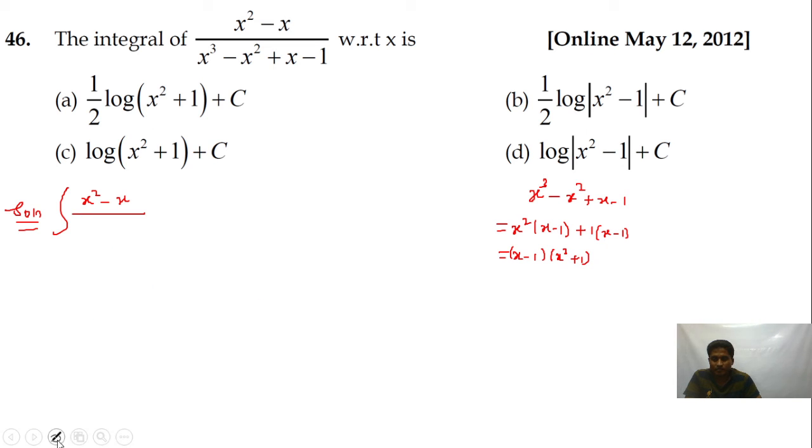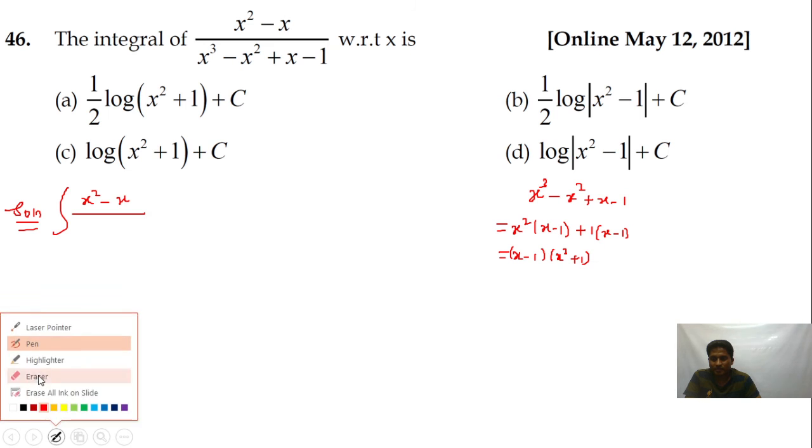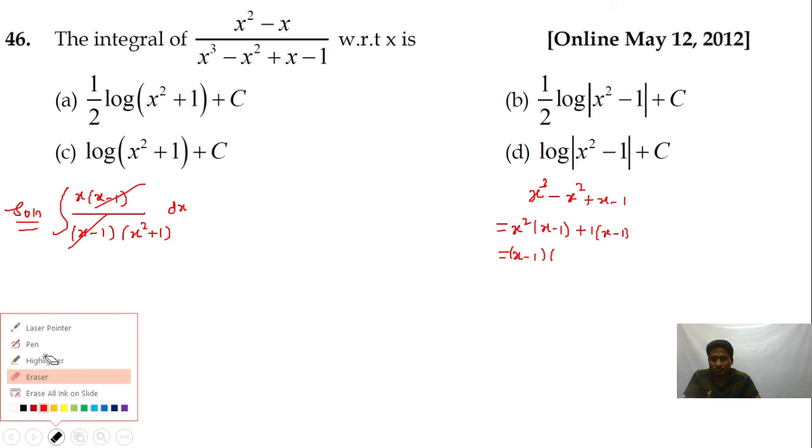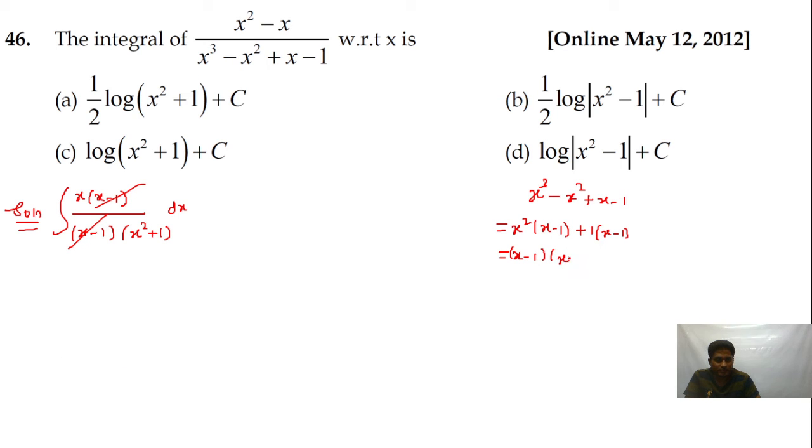Okay, numerator, why write one more step? Numerator I am going to take x common. I take x common, you get x minus 1. This is (x minus 1) into (x square plus 1). Anyways, this will get cancelled. If you take x minus 1 common, this fellow will be x square plus 1.